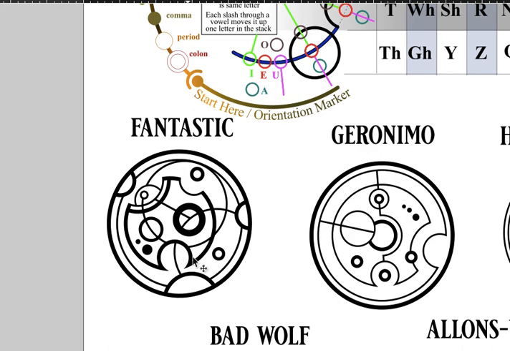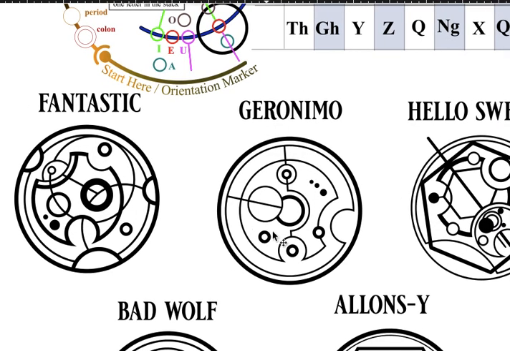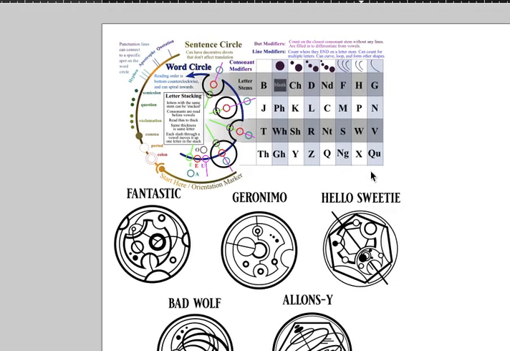So anyway, here we have F-A-N-T-A-S-T-I-K. Fantastic. Here we have Geronimo, which is a simpler word, and I probably should have started with this one, but it starts with a deep divot with 1 line on it, this little line right here. So that makes it a G.